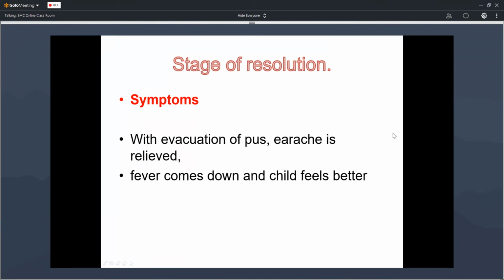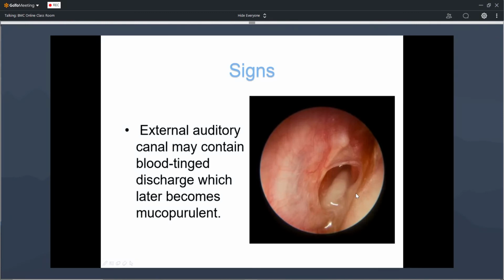Sometimes the patient will complain of red-stained ear discharge in the external auditory canal, then later purulent discharge, if there is a perforation in the tympanic membrane. The other systemic features, fever, headache or mastoid tenderness, will reduce in the stage of resolution. On clinical examination, you can see the perforation, though sometimes the tympanic membrane is intact. The congestion of the tympanic membrane will reduce in the stage of resolution. So you can see blood-stained or purulent discharge in the external auditory canal.